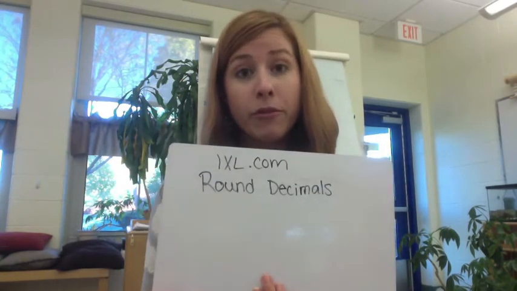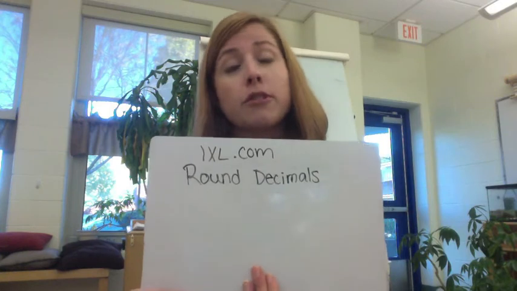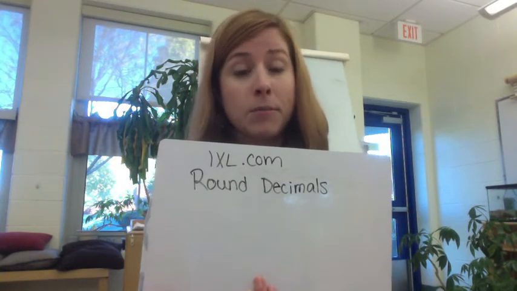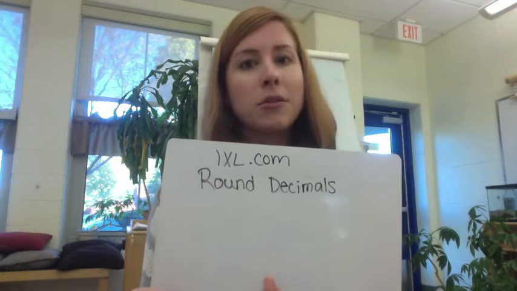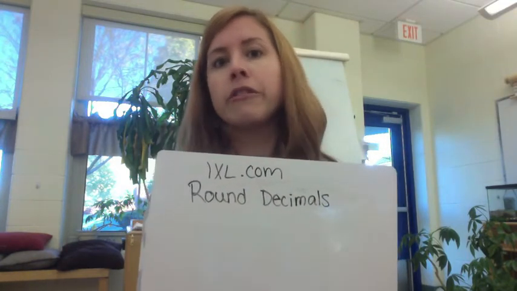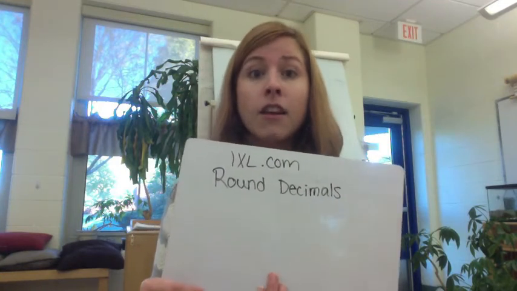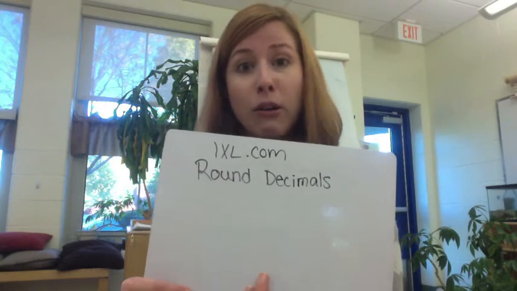So great job working with me today. Your job now is to go to IXL.com for your grade level, go to decimals, and click on the one that says round decimals. I'm not giving you the letter and the number because it's different whether you're in 4th grade or 5th grade. So go ahead and find it, practice your rounding decimal skills. And if you're having trouble, you can always watch this video again.